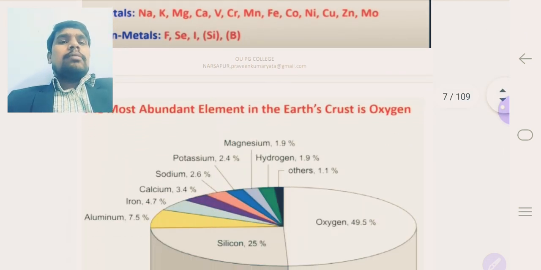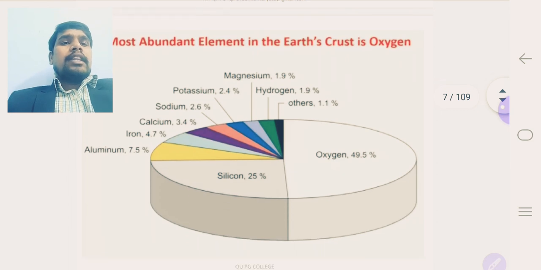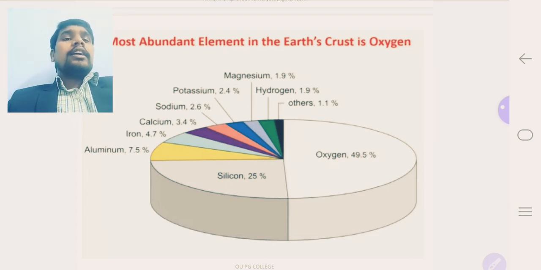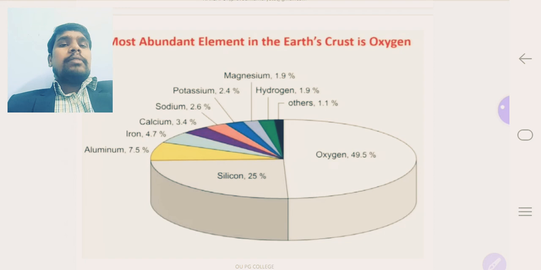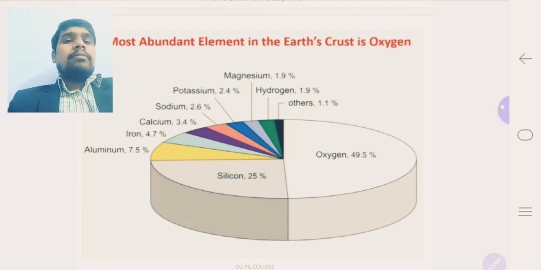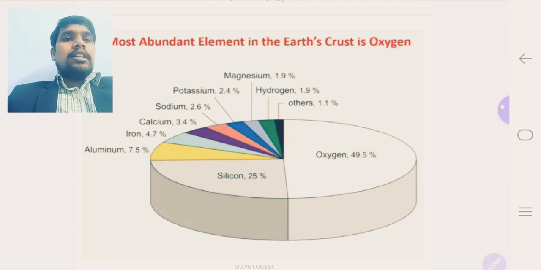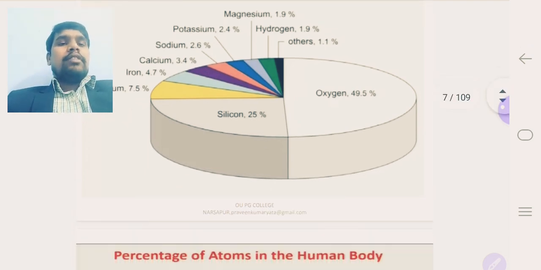The most abundant element in the Earth's crust is oxygen, that is 49.5 percent, almost half. The remaining part: silicon 25 percent, aluminum 7.5 percent, iron 4.7 percent, calcium 3.4 percent, sodium 2.6 percent, potassium 2.4 percent, magnesium and hydrogen 1.9 percent each, and others 1.1 percent.